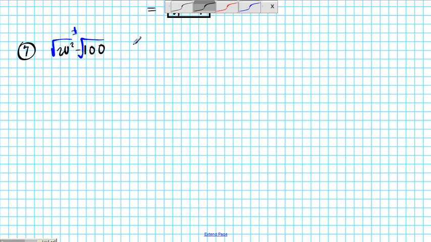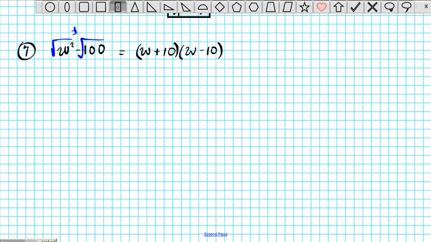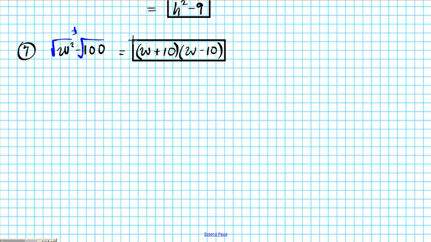So the answer for this is going to be w, and then because the square root of w squared is w, and the square root of 100 is 10, so w plus 10 times w minus 10. And there goes the factored form. Alright, now let's move along to question number 8.